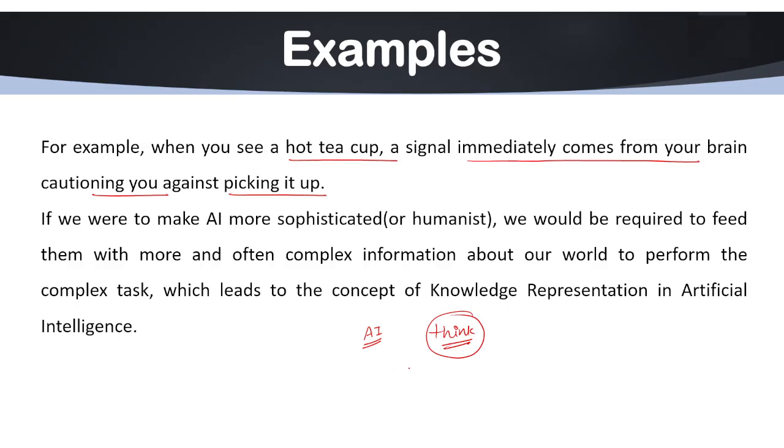The next question that may arise in your mind is, how does it work? So AI uses different methods, like it uses some rules, it uses some graphs, it uses some logic to store and process the information. For example, an AI assistant remembers user preferences to give better recommendations.